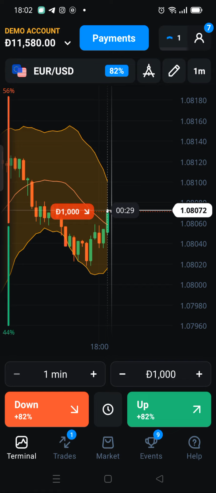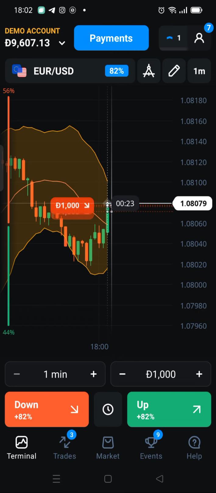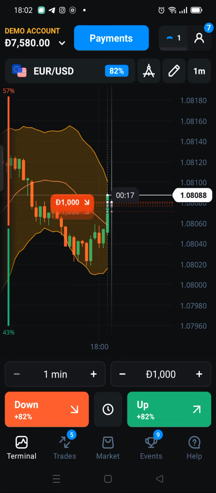Okay, let's see. Again, $1,000 sell. Again sell. And again sell. Now let's see. Okay, market has gone upward trend.